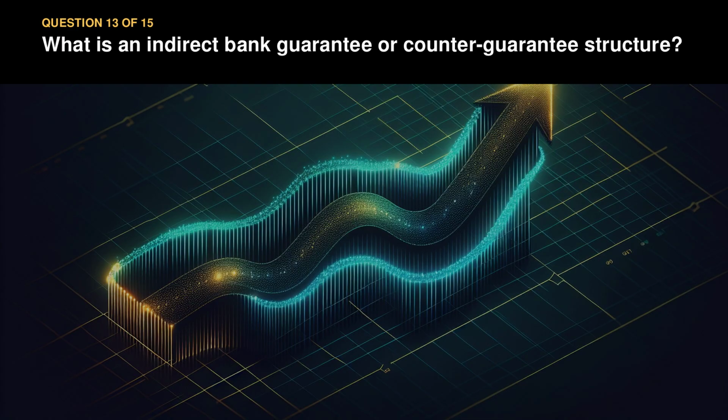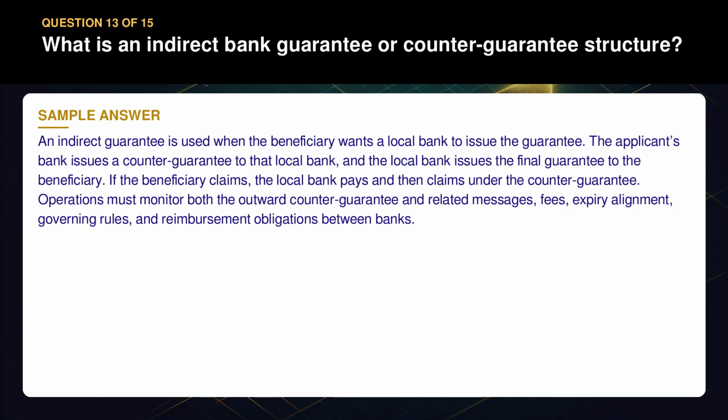Question 13. What is an indirect bank guarantee or counter guarantee structure? An indirect guarantee is used when the beneficiary wants a local bank to issue the guarantee. The applicant's bank issues a counter guarantee to that local bank, and the local bank issues the final guarantee to the beneficiary. If the beneficiary claims, the local bank pays and then claims under the counter guarantee.